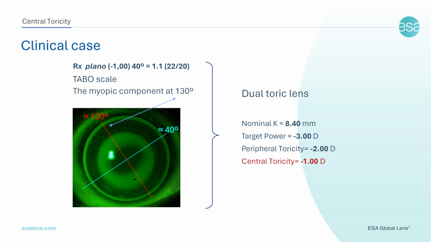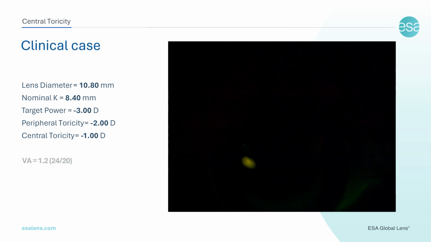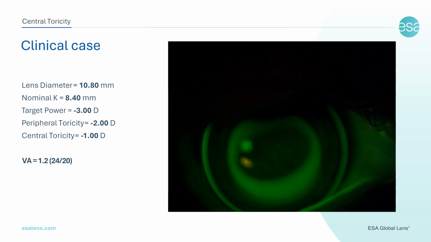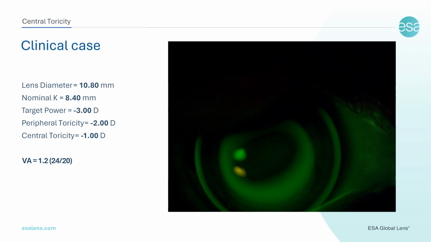Overall diameter is 10.8 mm. Nominal K is 8.4 mm. Target power is -3 diopters. Peripheral toricity is -2 diopters, and central toricity is -1 diopter. With the final lens in use, the patient's visual acuity increased to 1.2, or 24/20. The residual refractive astigmatism has now disappeared.